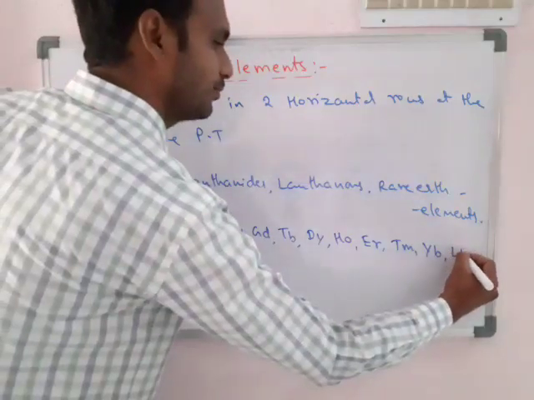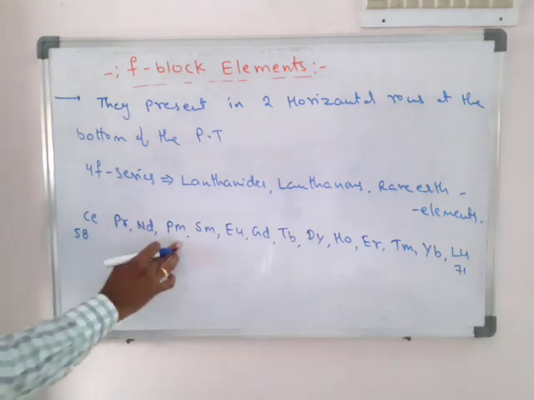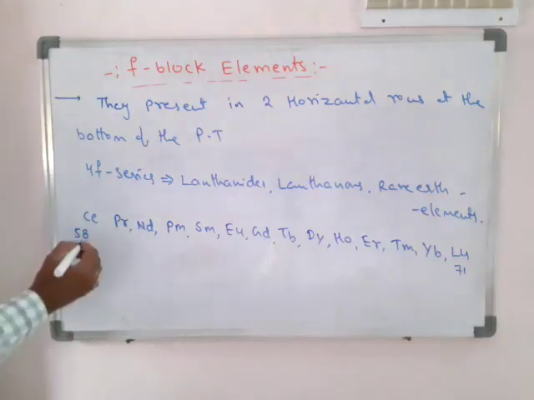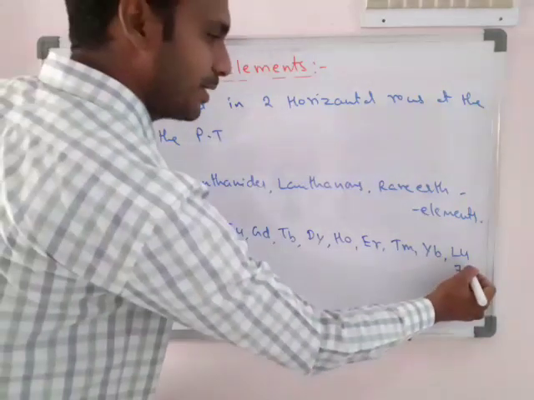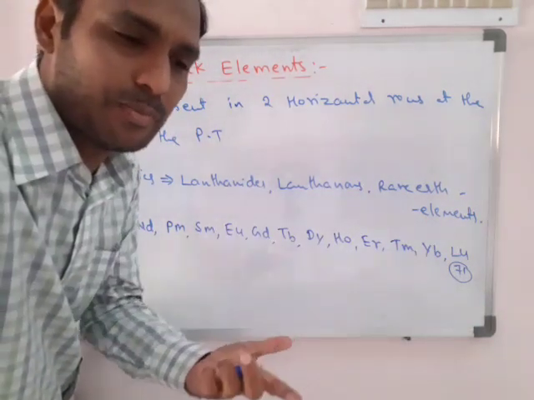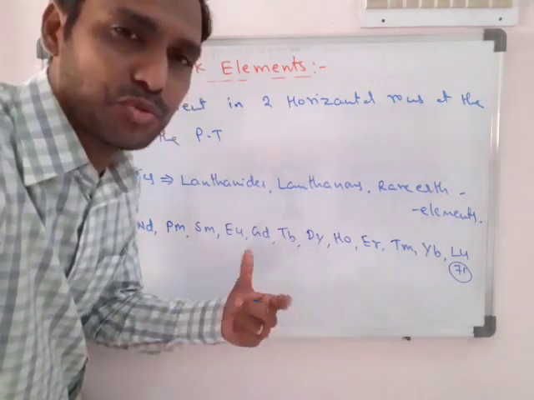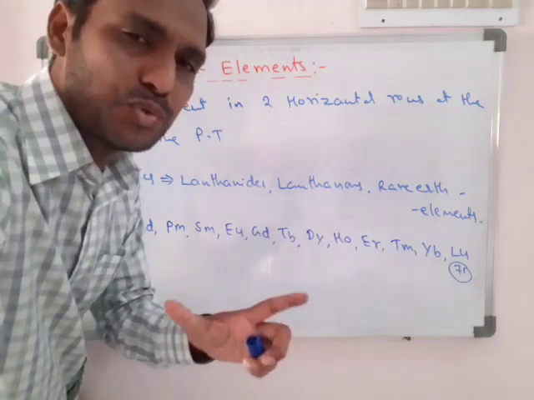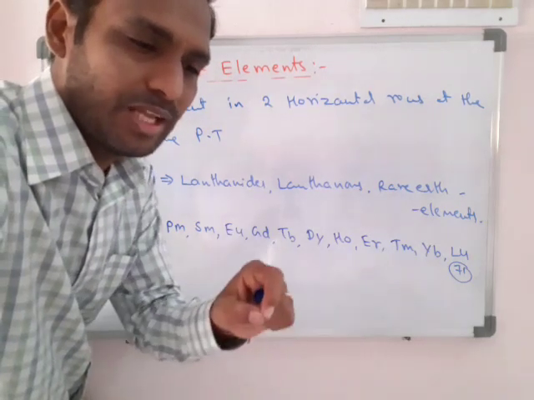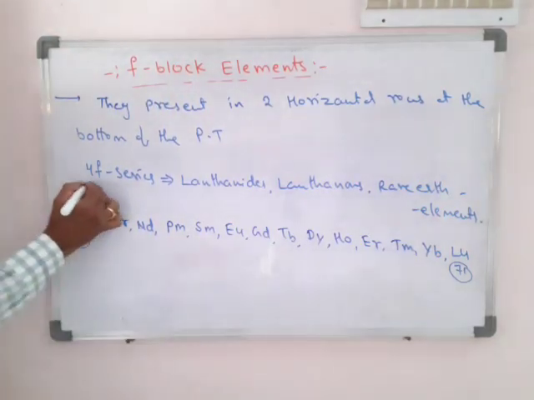Cerium to lutetium. So what is lutetium? It is 71. So 1, 2, 3, 4, 5, 6, 7, 8, 9, 10, 11, 12, 13, 14. The starting element is 58, the ending element is 71. We need to remember these elements, because in some questions they appear. For example, dysprosium belongs to which series? So we have to remember. No need to know the configuration now, just remember which elements are present in the 4f series.